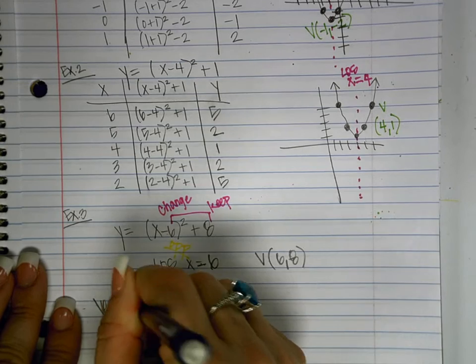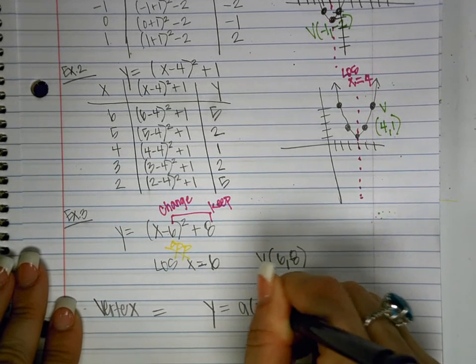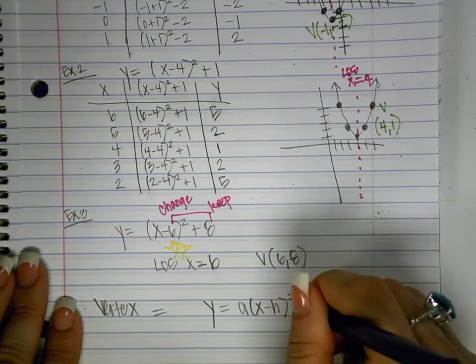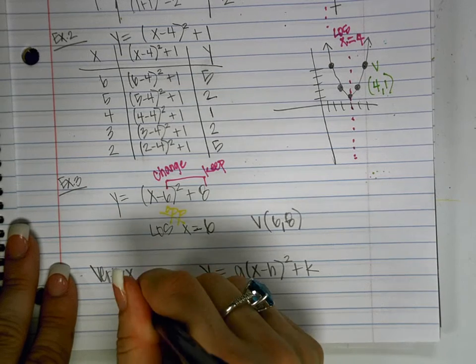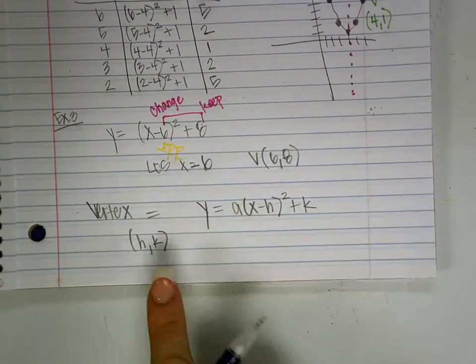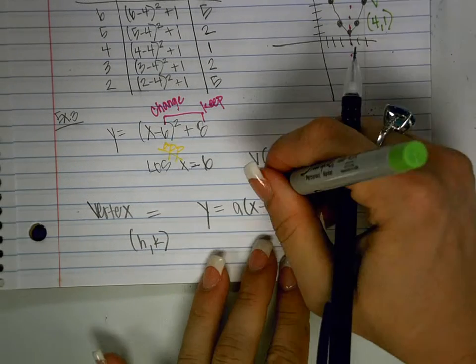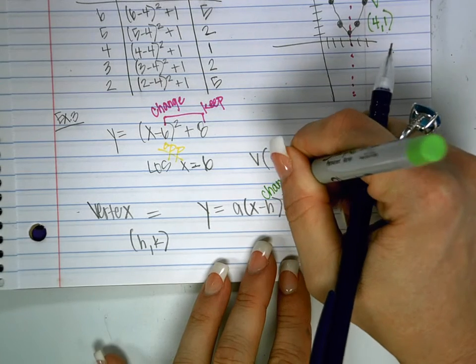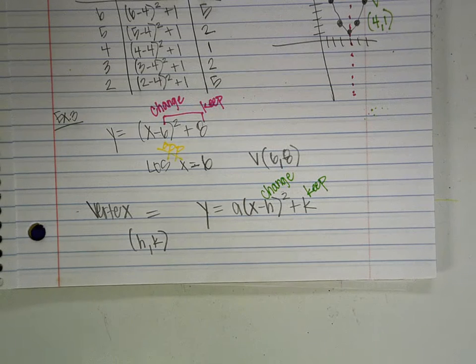Okay, so the vertex, okay? To find the vertex, in y equals a times x minus h quantity squared plus k, the vertex is h comma k. What you need to remember about this is change the sign, keep the sign. Okay, so you need to remember that you need to change it and keep it. So change the sign, keep the sign.